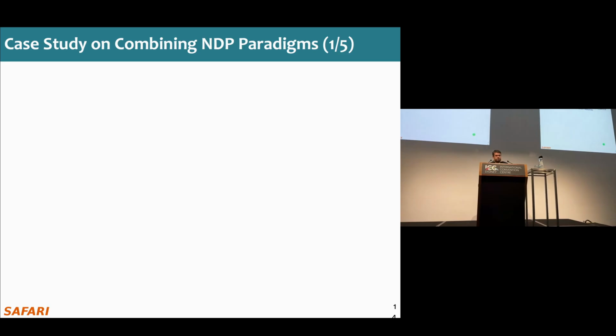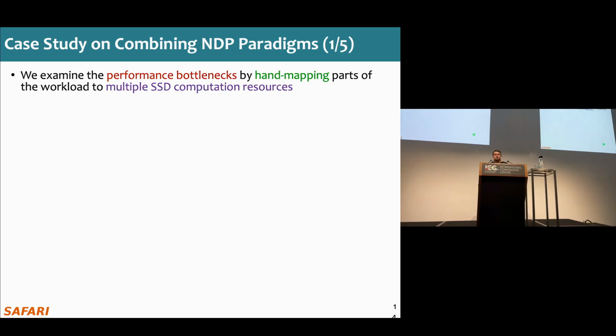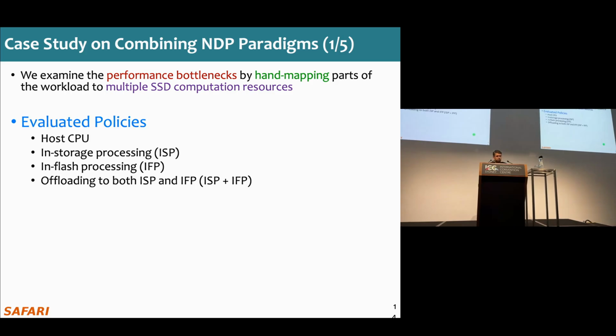So we conducted a case study where we examined the performance bottlenecks by hand mapping parts of the workload to multiple computation resources. We evaluate the host CPU, the ISP paradigm, IFP, and try to combine ISP and IFP. In this case study, we don't include PUD processing using DRAM because its data movement overhead is very similar to ISP, and the computation capabilities lie somewhere between IFP and ISP.